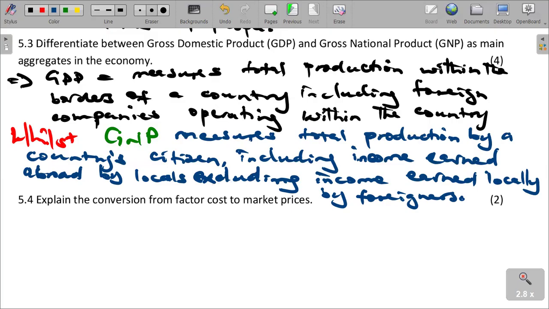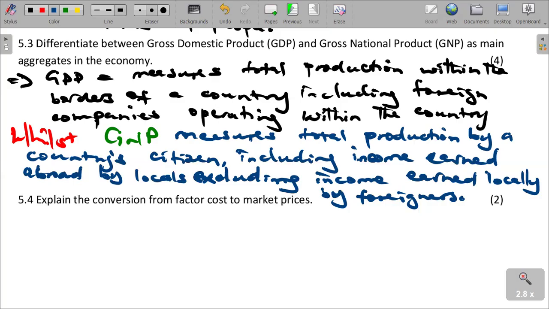And then we also want to understand that it excludes income earned locally by foreigners. Money that has been taken away by foreigners to their country, we define that as what? It is actually not accounted. It is minused. It is excluded. That's the difference that we need to understand with respect to this.